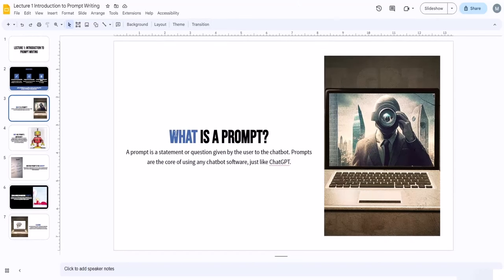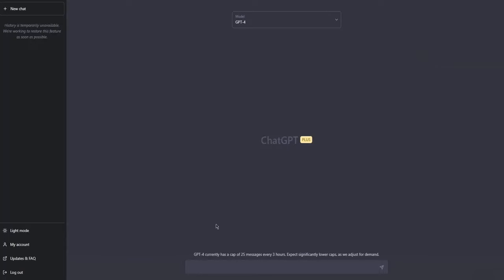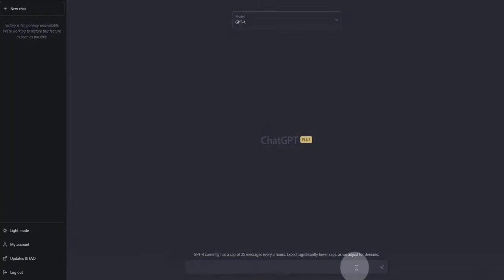Now, what is a prompt? I sincerely believe that most of you know what a prompt is, but just in case, a prompt is a statement or question given by the user to the chatbot. Prompts are the core of using any chatbot software, just like ChatGPT. It is basically the input here.